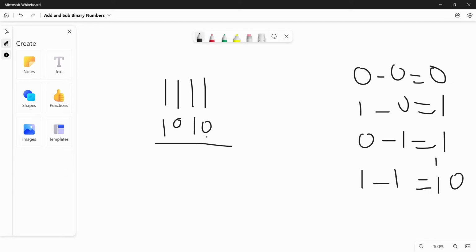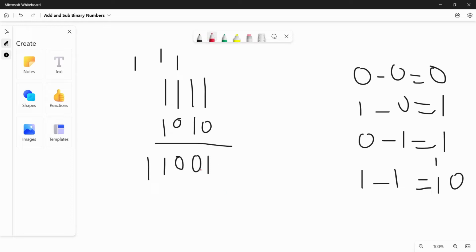So 1 plus 0 is 1. 1 plus 1 is 0, and we should carry over a 1. So 1 plus 1 is also 0, so we'll add a 0 over here and carry over a 1. Now 1 plus 1 here is 0. We will carry over a 1. 0 plus 1 is 1. And then this one will slide down over here.